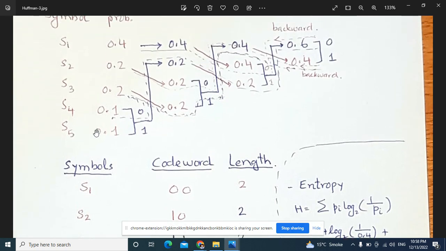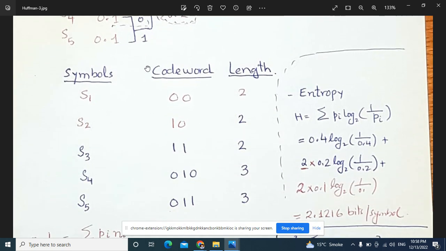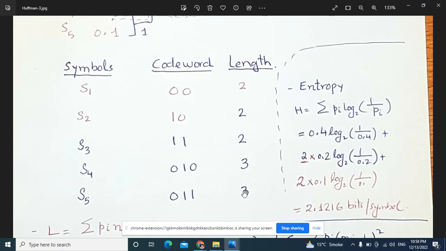So 5, from 5 here move 1, and then there, and then there, and then there, and then there. So you see, then assign code word 0, 1, 0, 1, and then you see it's 1. So 0, 1, and 1. Then what is length? 3.